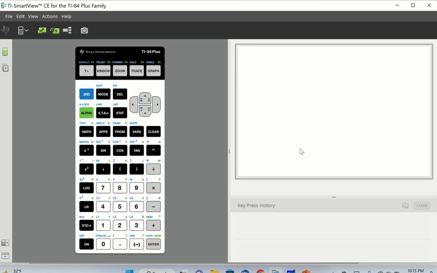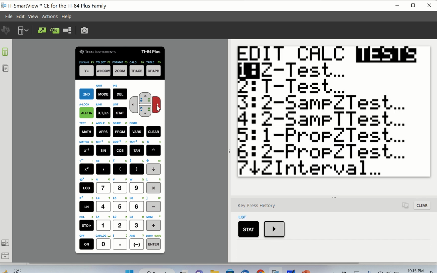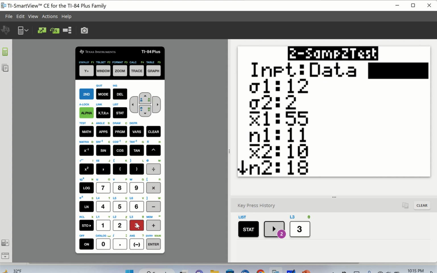Hi everyone, in this video we will see how to perform a test for two independent population means with population standard deviation assumed given. To access the test, you would need to go to Stat, to the right to Tests, and it's option number 3, 2-sample z-test. We are using a z-test because population standard deviations are given. You could scroll down to option 3 and hit enter, or type in 3 to go to the test.